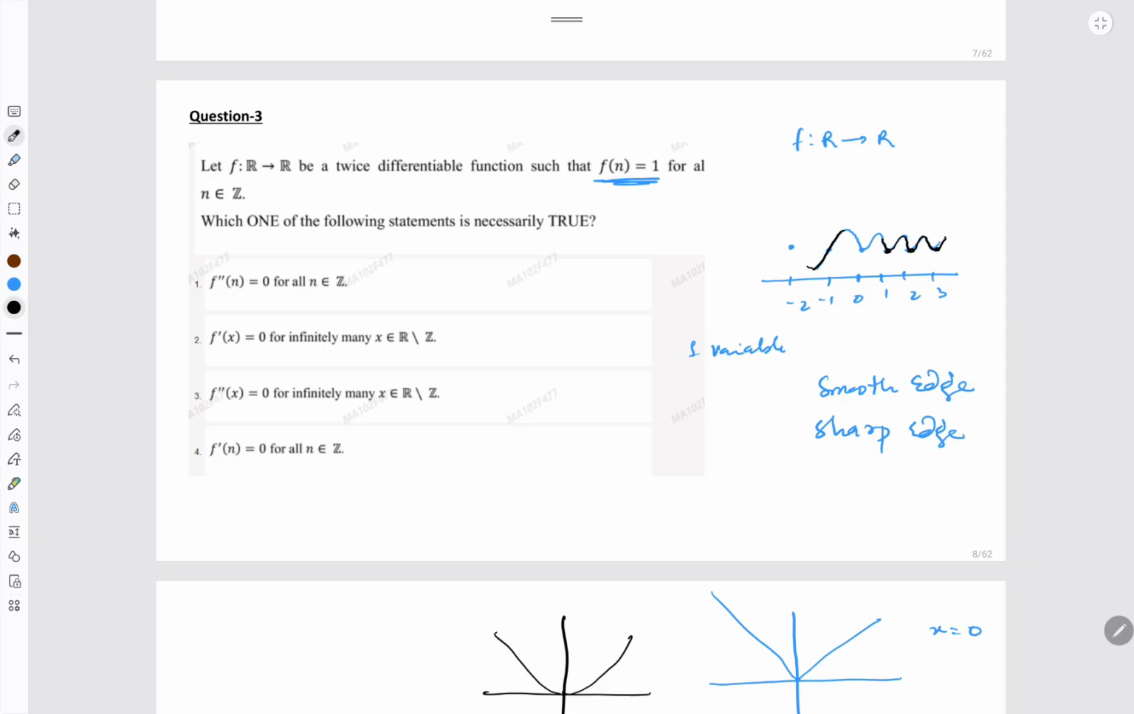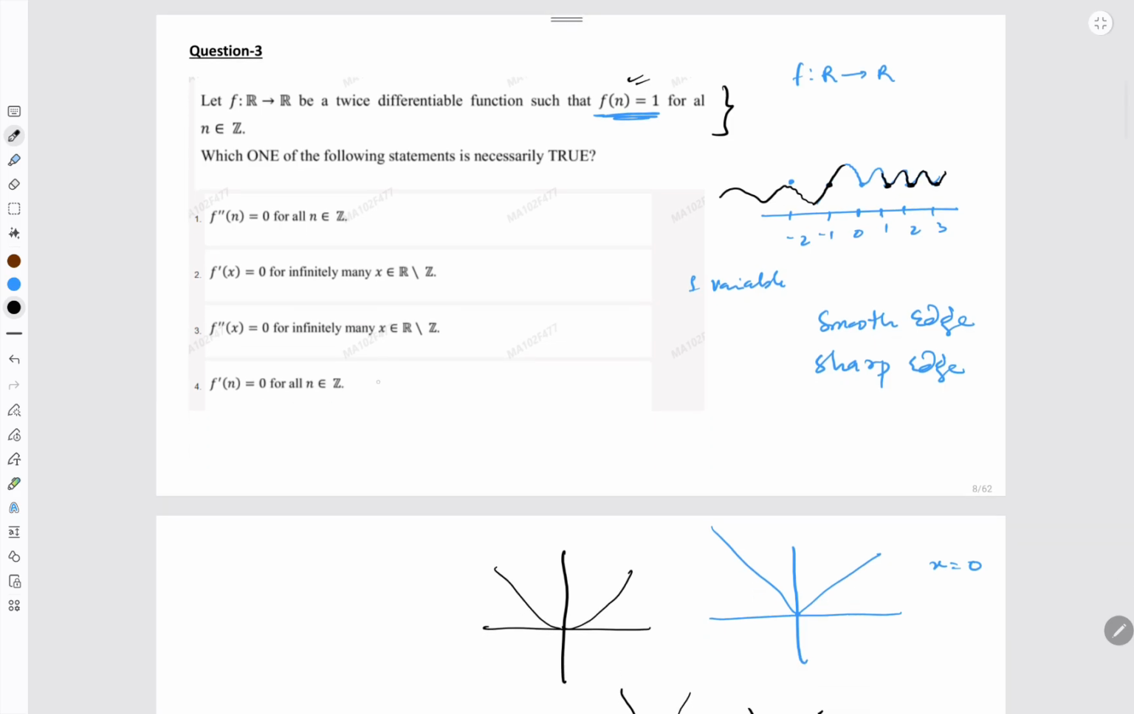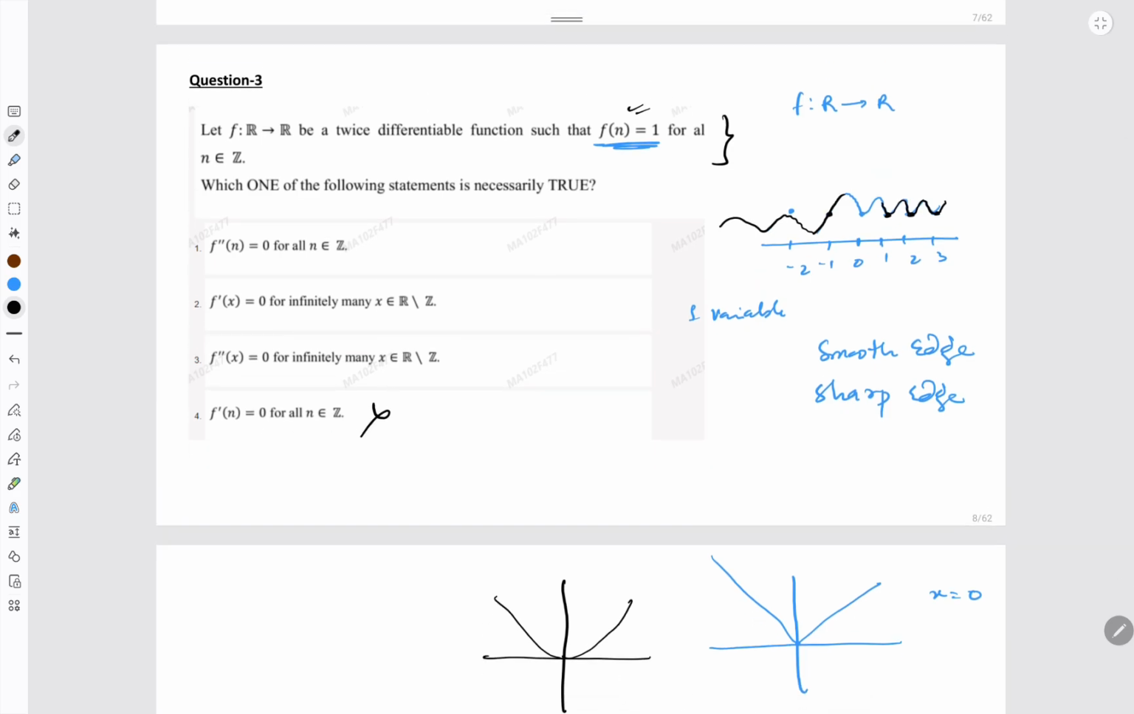But here you can see this is also acceptable, right? Because it is satisfying this condition, right? But you can see that here the derivative is not 0. So f dash of n is 0 for all n belonging to Z is wrong, definitely.